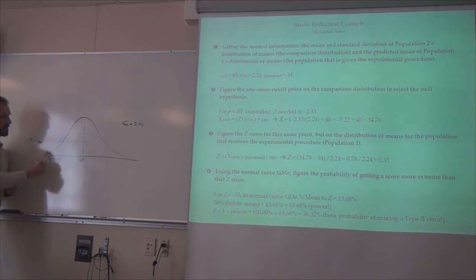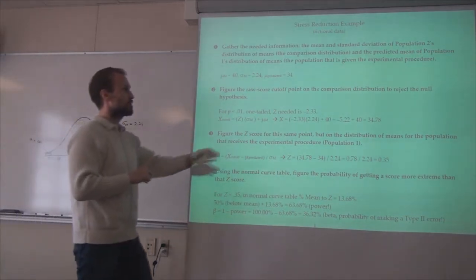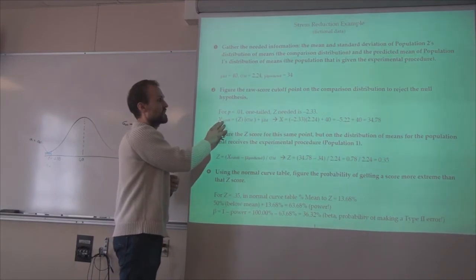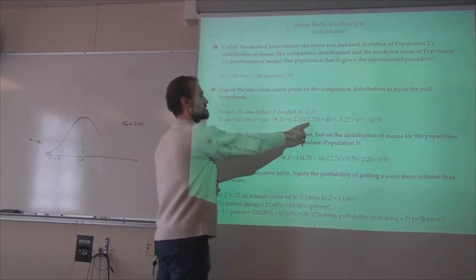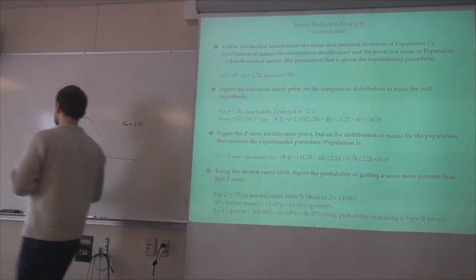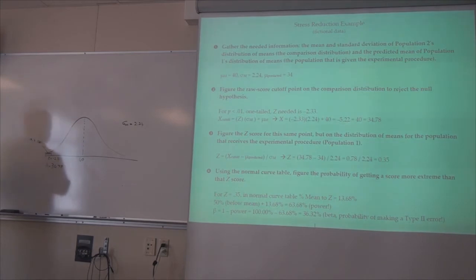What is the corresponding value to this Z score? I will find the cutoff X value using the standard deviation of this distribution and the mean. I get 34.78.